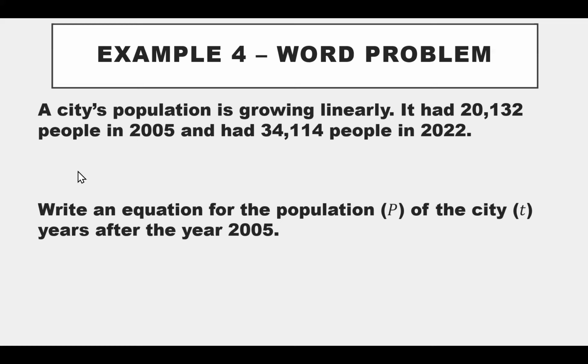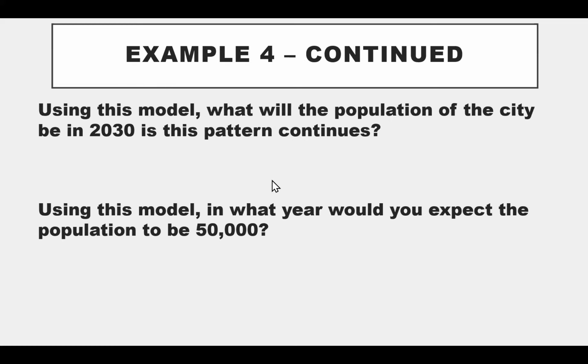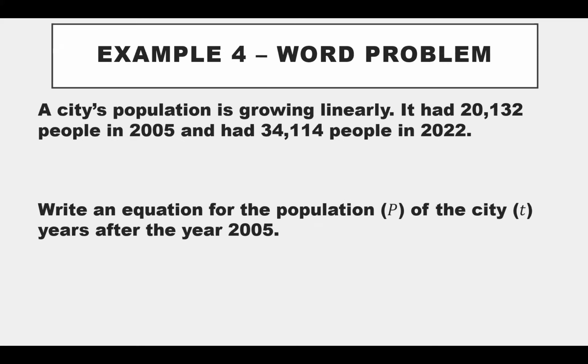And then once we know that, we'll answer 2 questions. Using this model, what will the population of the city be in 2030 if this pattern continues? Also, using this model, in what year would you expect the population to be 50,000? If you want, go ahead and push pause on the video and try this example on your own. In a couple of seconds, I will do it on the computer.